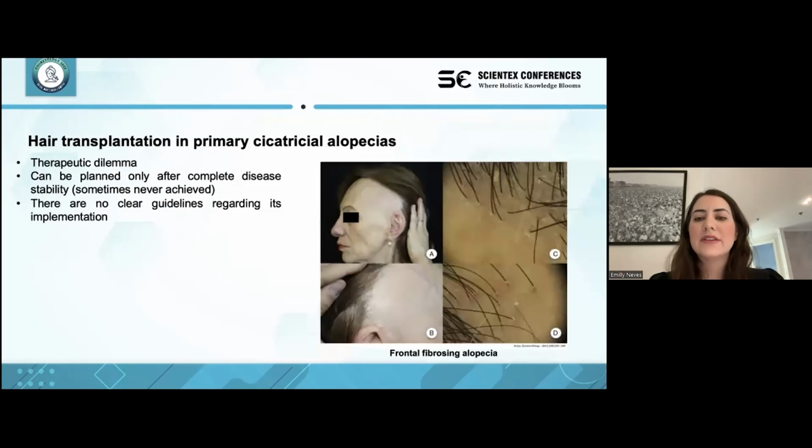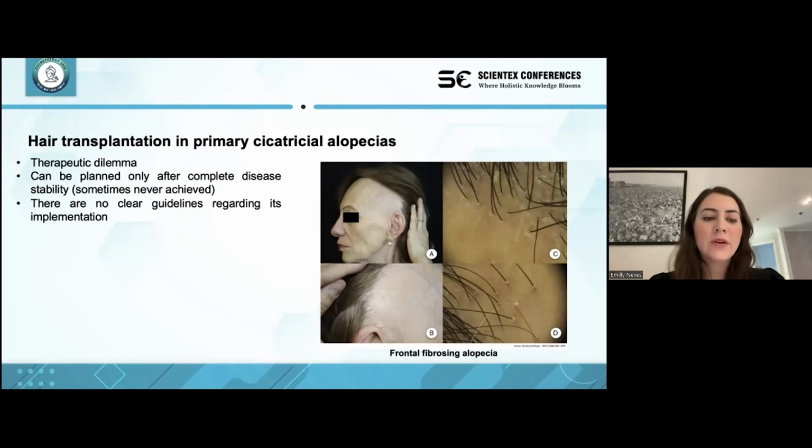Hair transplantation in primary cicatricial alopecias still is a therapeutic dilemma because the surgical procedure can exacerbate the inflammatory infiltrate in the hair follicle and result in worsening of the alopecia. So hair transplantation can be planned only after complete disease stability, and sometimes it is never achieved. And there are still no clear guidelines regarding its implementation.